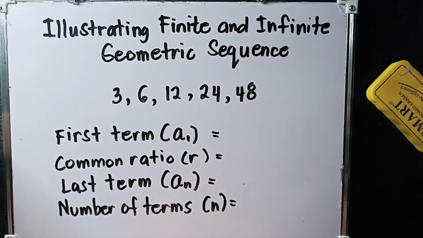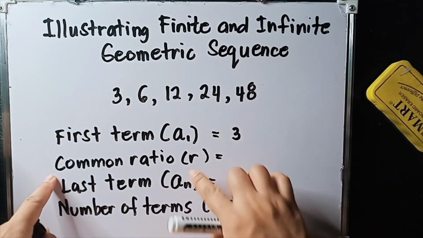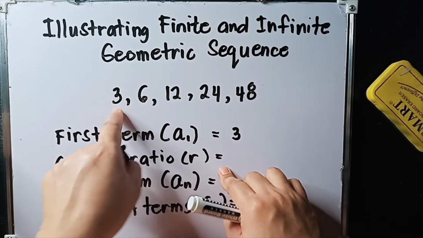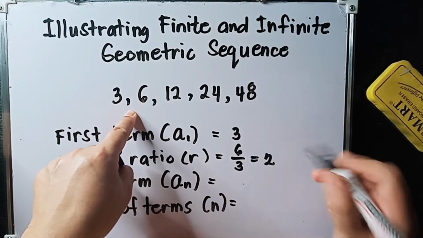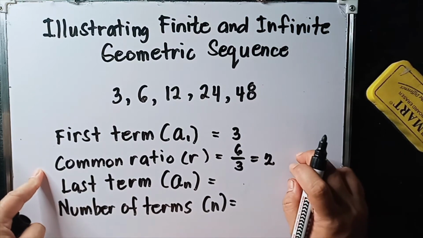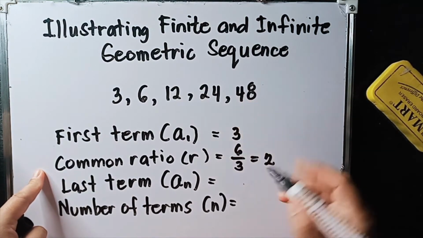Let's move on with our next example. Let us identify the first term of this geometric sequence. The first term is 3. What is the common ratio? We can divide 6 by 3, which is 2. So the common ratio is 2. The last term, of course, is 48.